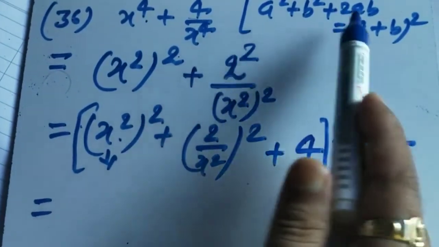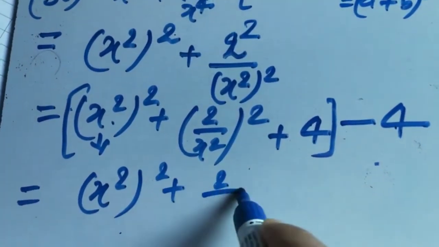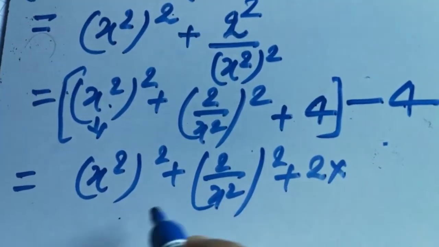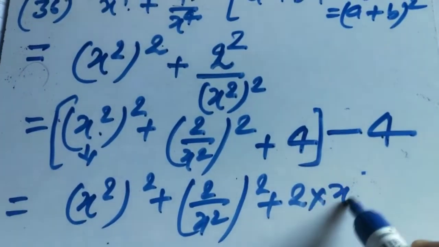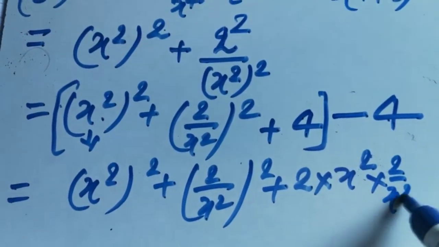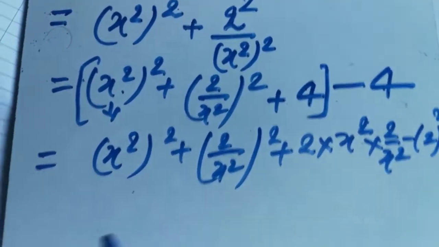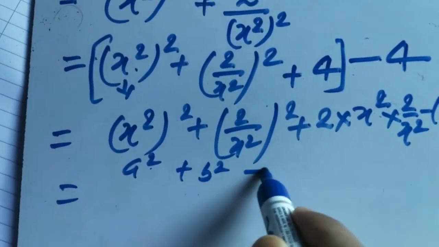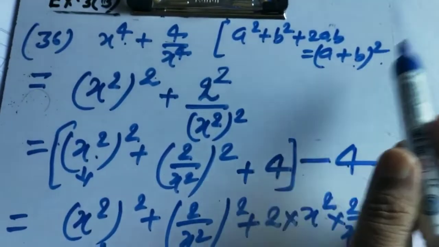Now it will be based on this identity. It can be written as (x square) the whole square plus (2 upon x square) the whole square plus 2 multiplied by a. At the place of a you have to write x square, at the place of b you have to write 2 upon x square, and this 4 can be written as minus 2 the whole square. Now this is your a square plus b square plus 2 into a into b, which is equal to a plus b the whole square.